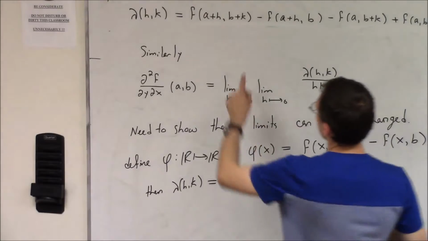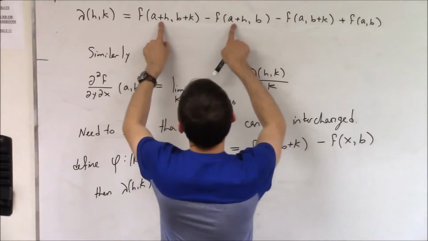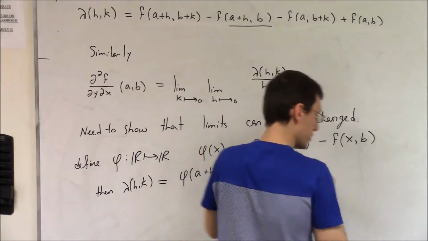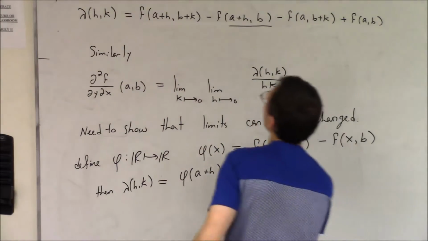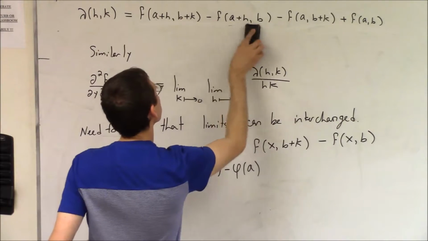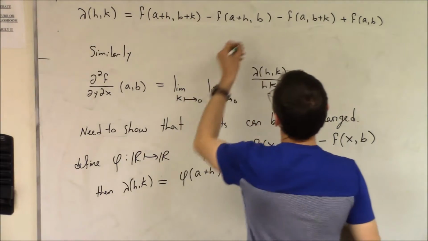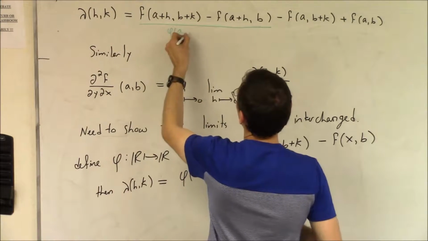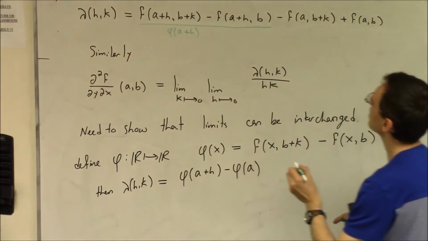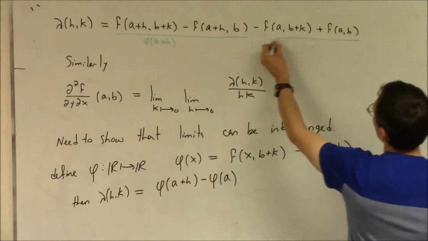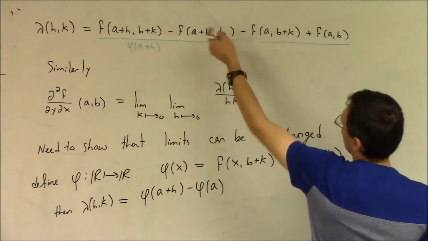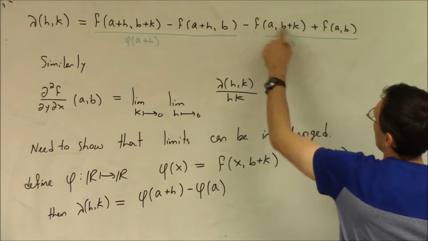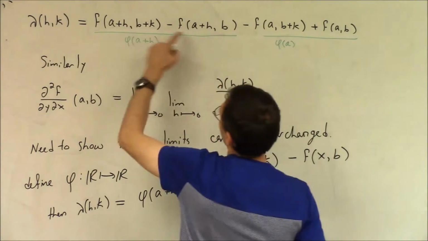You see what I did? I just see that if I replace this by x, look at it. So this is here. Let me group it. Grouping it this way, this is just phi of a plus h, and this here is when I pull out the minus. This is going to be phi of a. Do you see a and a here, and a plus h and a plus h?